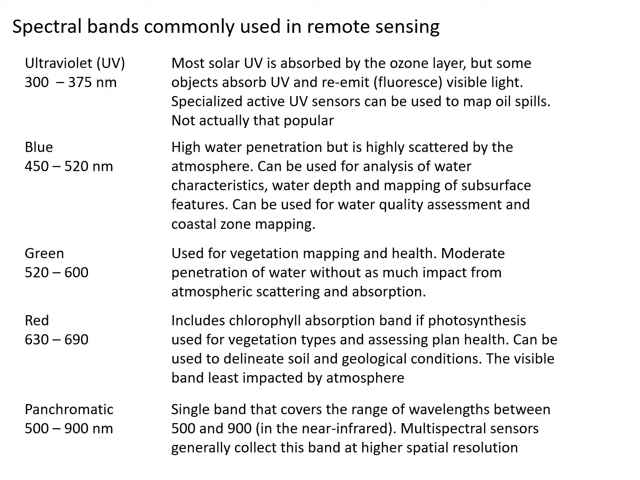So commonly used spectral bands. I start with UV. Most UV is absorbed by the ozone layer, but some objects absorb UV and re-emit or fluoresce visible light. And specialized UV sensors can be used to map oil spills because it reflects a lot of ultraviolet. Other than that, it's not very popular.